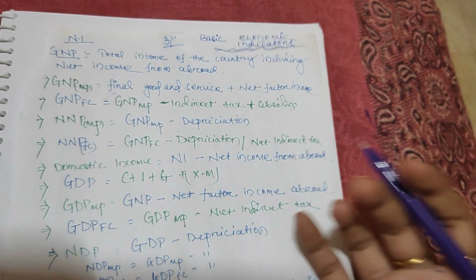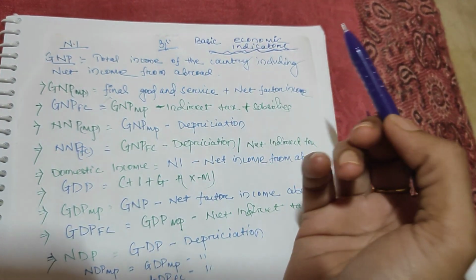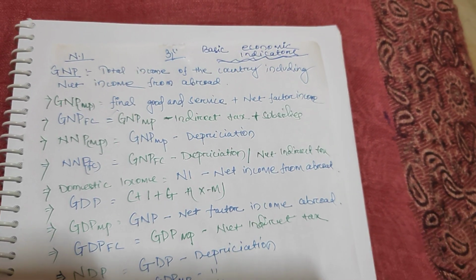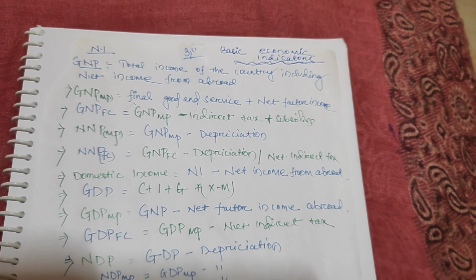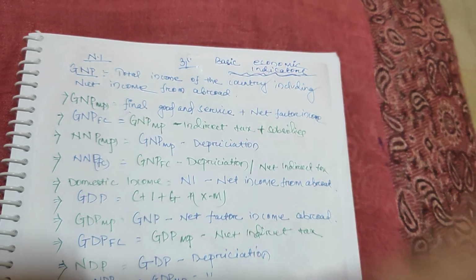Again I want to discuss it so that I can check it. So here you can also write like this in short form and put it where you sleep or near your study table. It will be very helpful for you. First we will start with the basic economic indicators about national income.